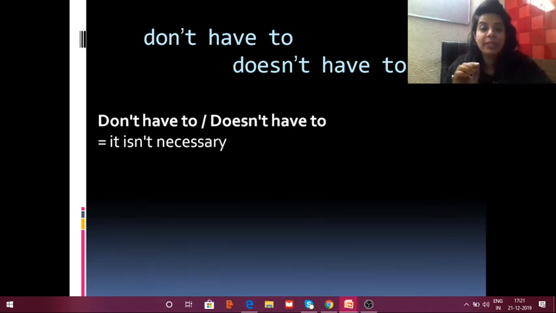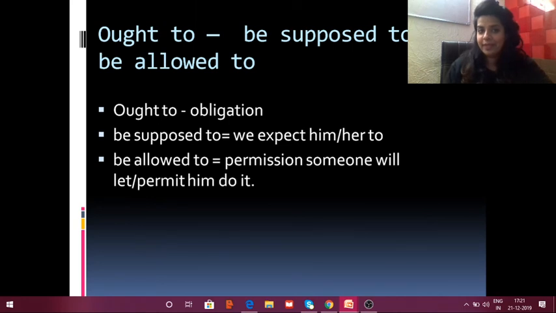Where do we use don't have to, doesn't have to? When you're to tell something which is not that necessary, okay? For example, I don't have to write my answers with blue pen. I don't have to speak in English all the time. Now, the others are ought to, be supposed to, be allowed to, such as you ought to stand up when you meet elders. It's obligation, you should do that.